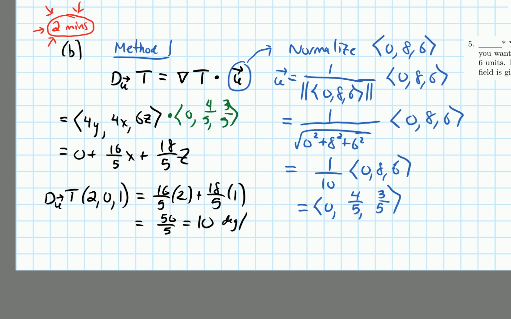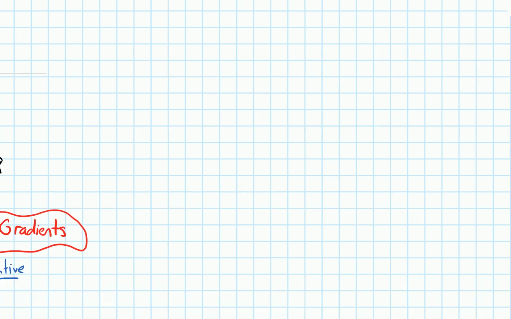Okay, degrees per unit. All right, so that is my directional derivative. So I mentioned that we would do this in two ways. So let's talk about the second method.